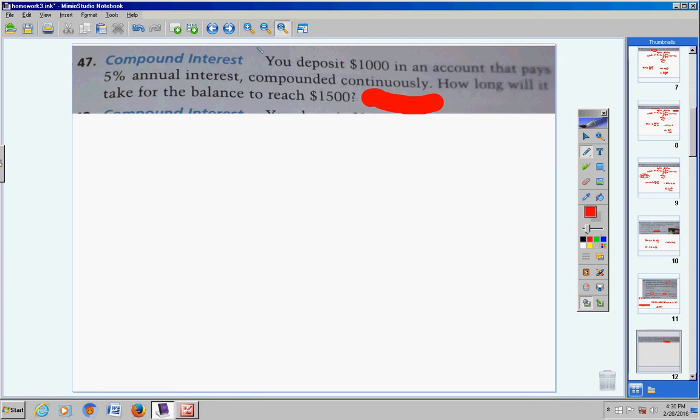Number 47. You deposit $1,000 in an account that pays 5% interest, compounded continuously. Now, in the previous problems we've done, they've asked you to tell how much money you have at the end. What's the balance? Well, now they're giving you the balance. They're saying, how long will it take? Well, these are pretty cool problems. If you know how much money you want to invest every year to have a certain amount of money for retirement or whatever, these can be really helpful formulas to use. So we're dealing with compounded continuously. So here it is.